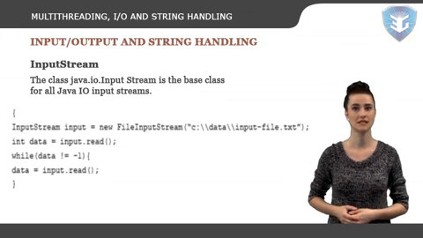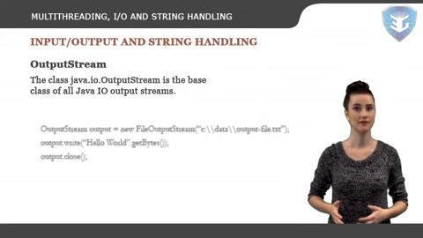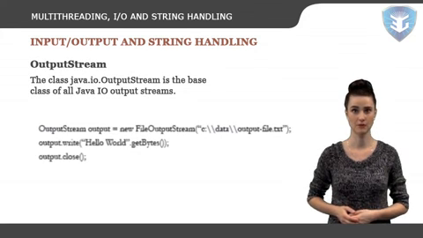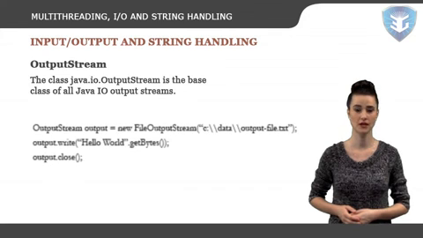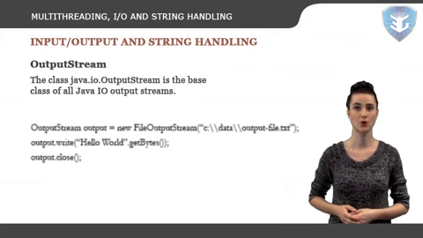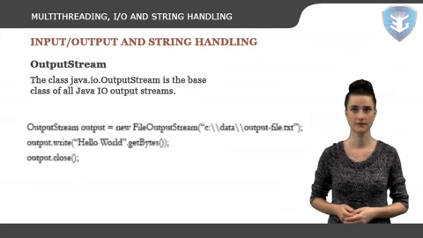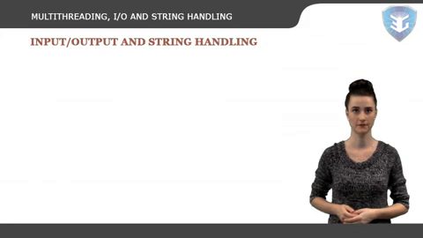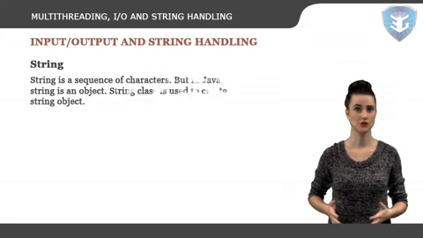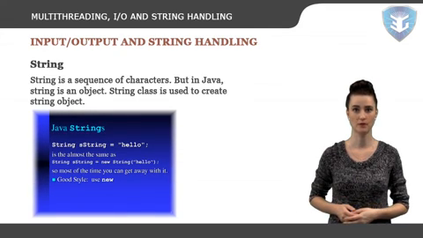Look at this simple example here to understand. Output stream: the class java.io.OutputStream is the base class of all Java I/O output streams. To write a component that needs to write output to a stream, try to make sure that the component depends on an OutputStream and not one of its subclasses. This example here shows how to push some data out to a file. String: generally, a string is a sequence of characters, but in Java, a string is an object.